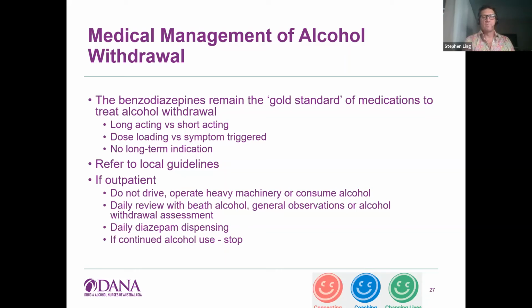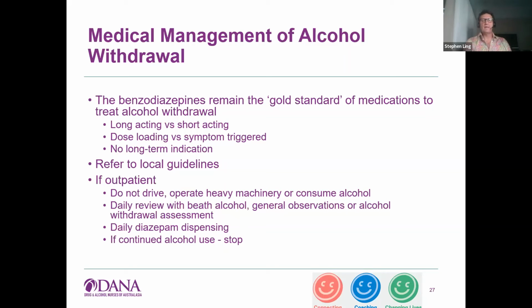It's important to remember that there is no long-term indication for benzodiazepines in the treatment of alcohol use disorders. And again, I would encourage you to refer to local guidelines in terms of the use of benzodiazepines. I'm happy to discuss briefly what I do in outpatient treatment settings if anyone is interested.